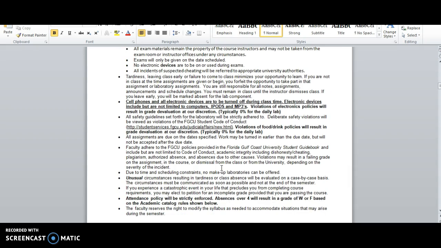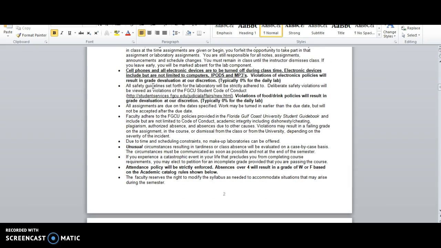Tardiness. Leaving class early or failure to come to class minimizes your opportunity to learn. If you cannot get to class on time, you will be docked points. Cell phones and all electronic devices are to be turned off during class. Electronic devices include, but are not limited to, computers, iPods, and MP3s. Don't get caught on your cell phone during your daily lab, or I will give you a zero.